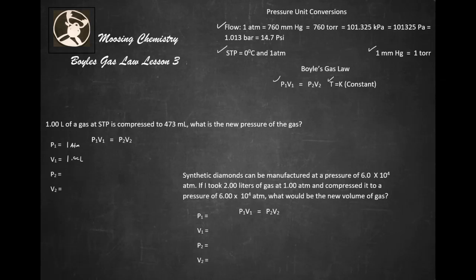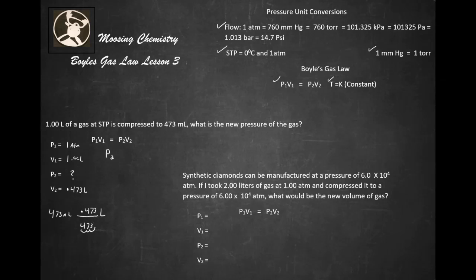And it's compressed to 0.473 liters. We should keep the units the same. So what I did was I took 473 milliliters, right? And I converted it to liters by moving the decimal over 3 places to give me 0.473 liters. That's important to remember. So we're looking for the new pressure, so we're going to look for P2.